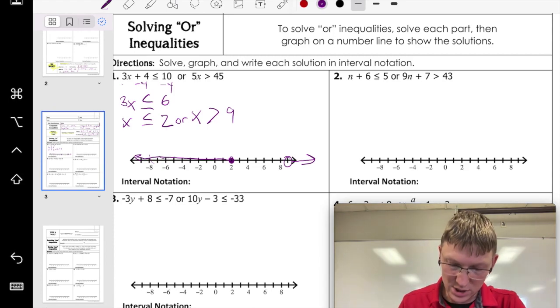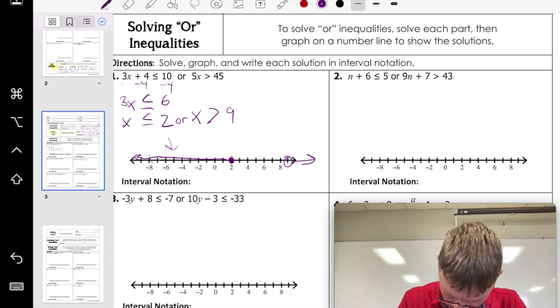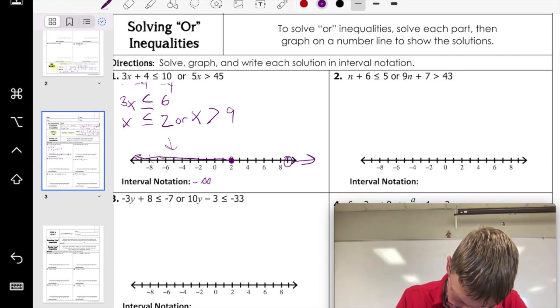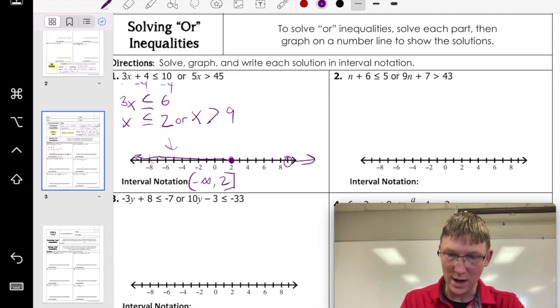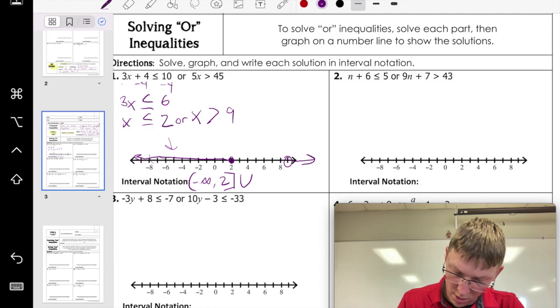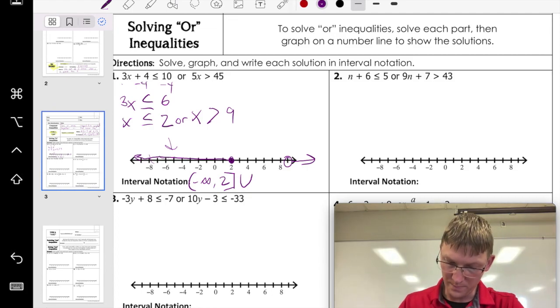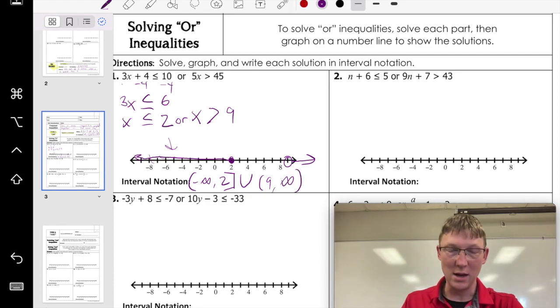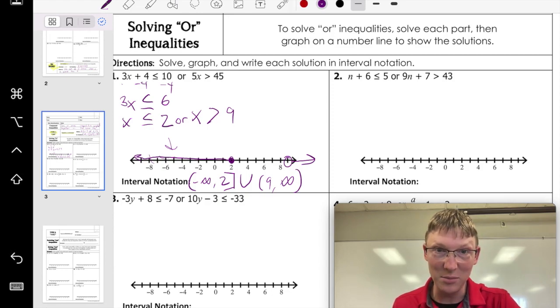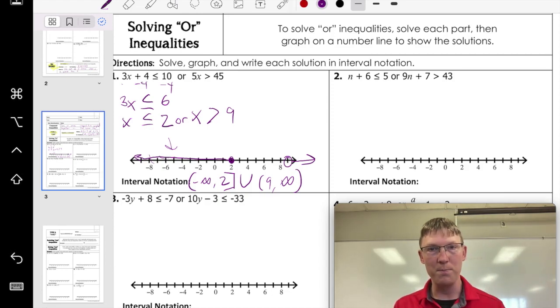So our interval notation, this part right here would be negative infinity to 2, parenthesis around infinity, 2 is included, so it gets a square bracket. Or, that's our mathy symbol for or, 9 up to infinity. And again, can't include infinity because it's just a concept, not a number. So there you go. Let's keep going.